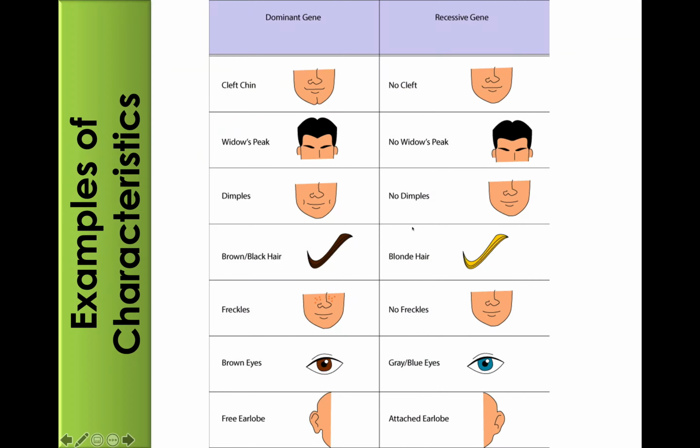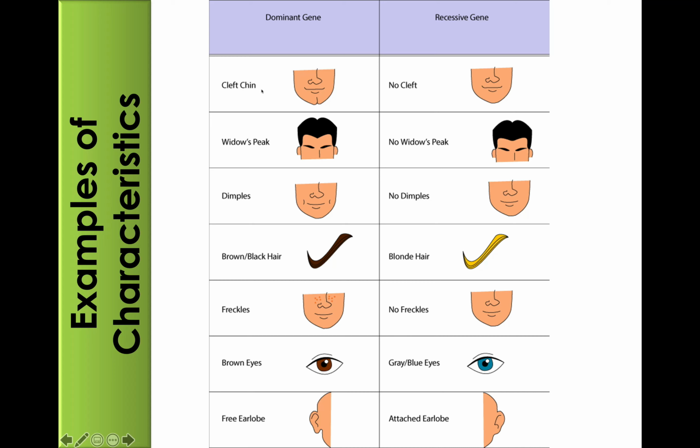What are some of the examples of characteristics that we are speaking about? Some of the characteristics that can be passed on from a parent to an offspring. Yes, the most common ones are the color of the hair. Some people have brown hair, others have black hair, while others have blonde hair. When we look at the color of eyes, some people can be brown-eyed, while others can be gray or blue-eyed.